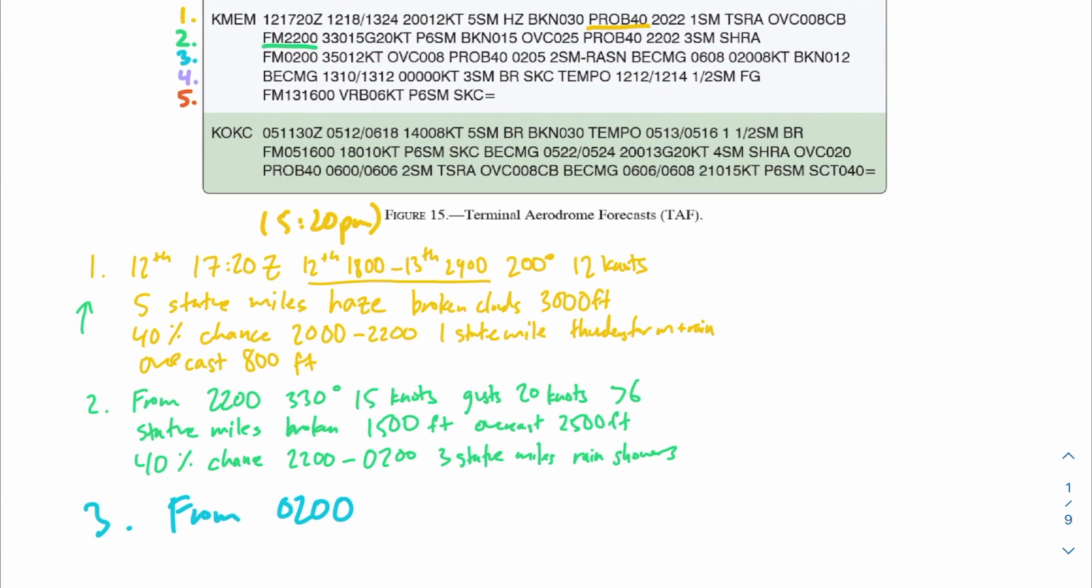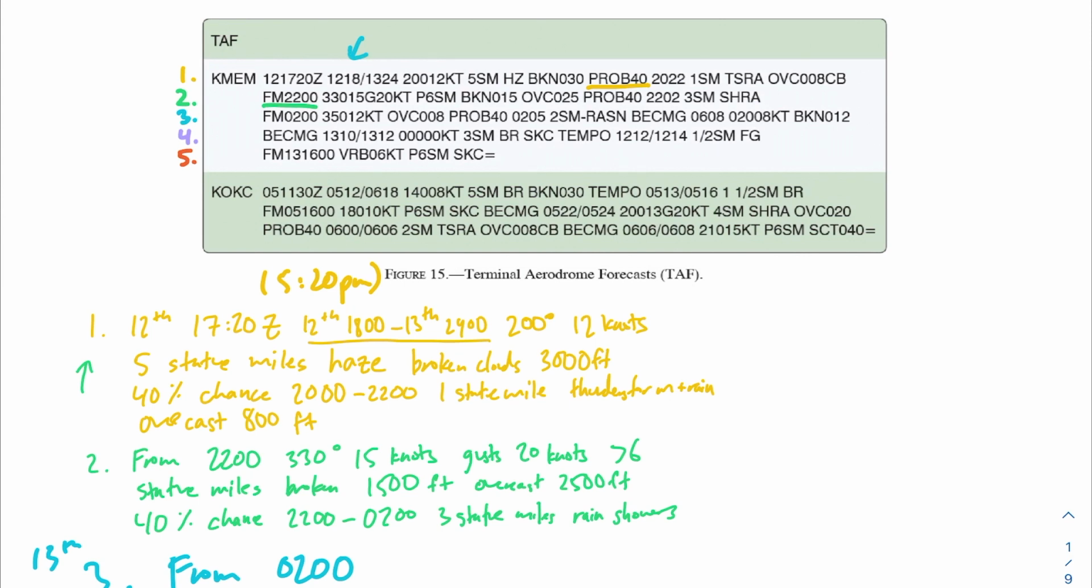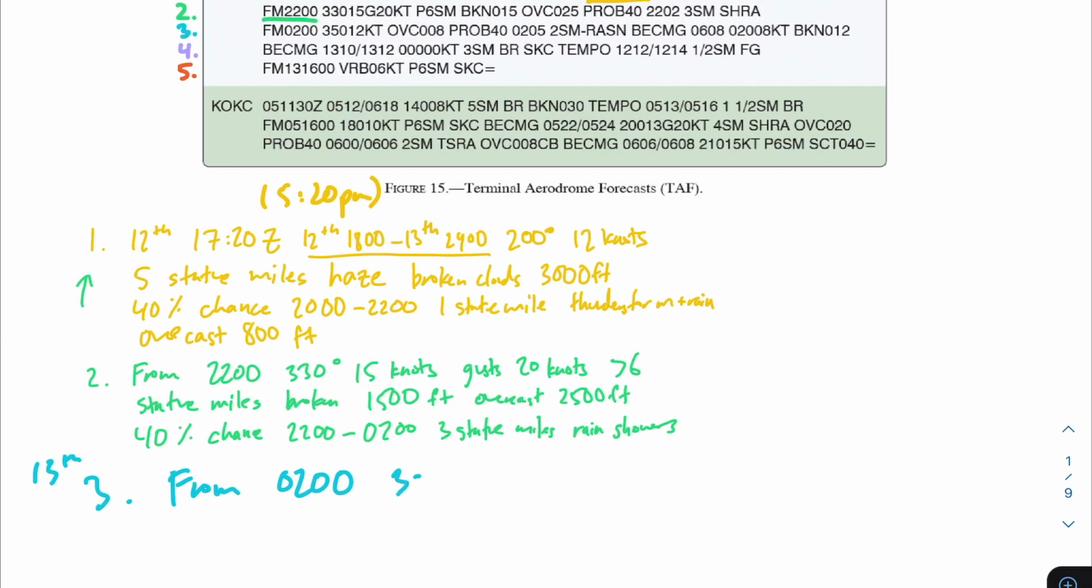So from 0200, and think to yourself, is this gonna be on the 12th or the 13th? And why did you pick one over the other? If you said that this is on the 13th, you would be absolutely correct. The reason is, remember that the time interval we're looking at here is on the 12th from 1800 to the 13th at 2400. So if we're looking at what is effectively 2 a.m., that would have to be on the 13th because we start the TAF at 6 p.m. on the 12th. Okay, so this is on the 13th from 2 a.m. Our wind is in the direction of 350 true, at the speed of 12 knots. We have overcast clouds at 800 feet.